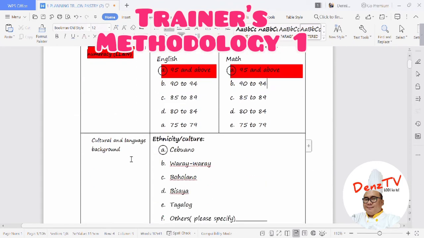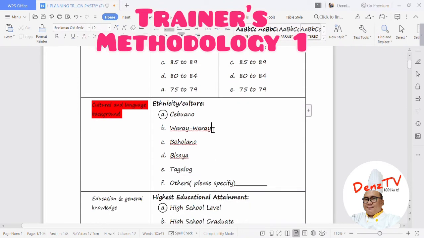How about the cultural background? What does it mean to the plan? For example, these are the ethnicities: Cebuano, Waray-Waray, Boholano, Bisaya, Tagalog, others. I think Cebuano and Bisaya are quite the same, so maybe only one is reflected here. Cebuano only.